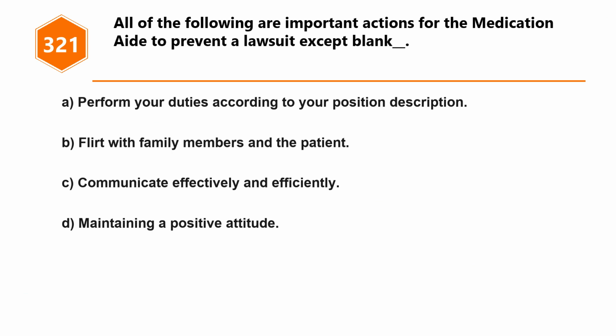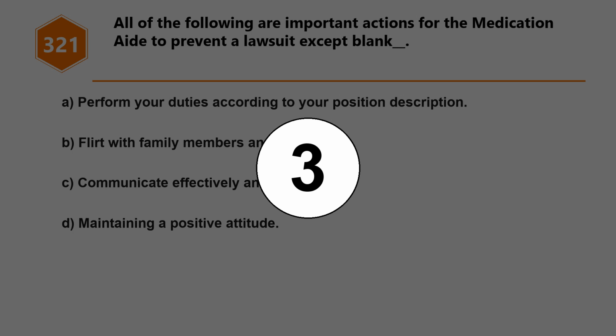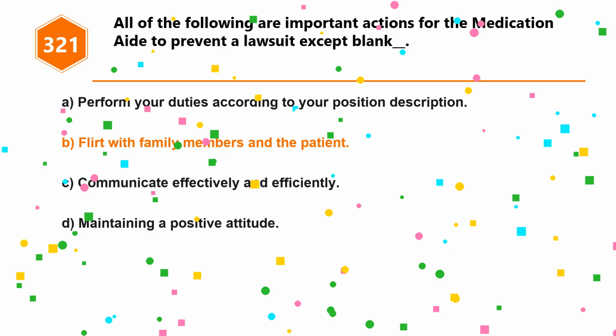Question 321. All of the following are important actions for the medication aide to prevent a lawsuit except blank. Option A, perform your duties according to your position description. Option B, flirt with family members and the patient. Option C, communicate effectively and efficiently. Option D, maintaining a positive attitude. The correct answer is option B. Flirt with family members and the patient.